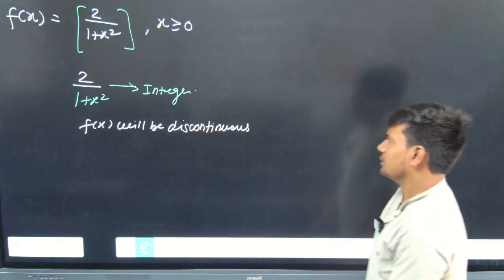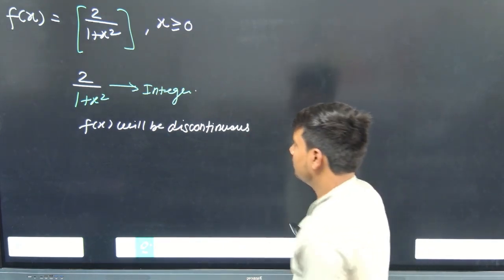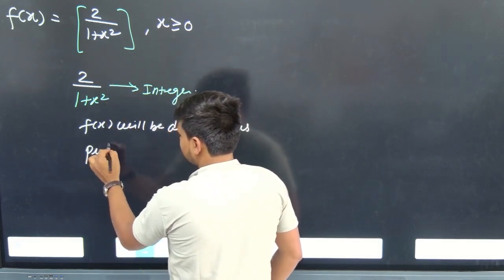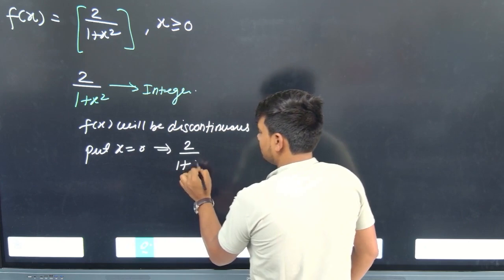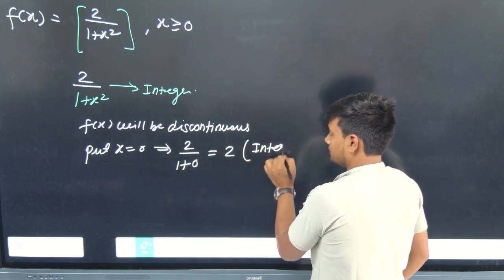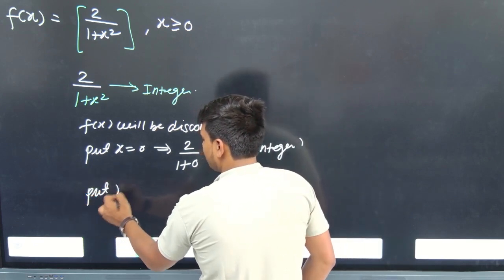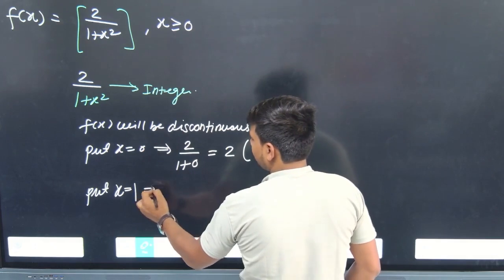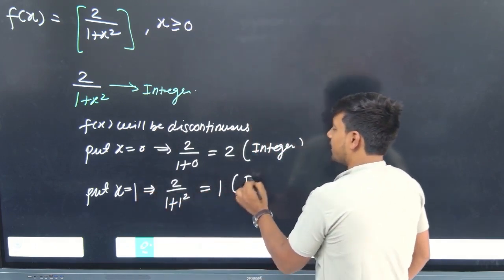So let's see when 2 upon 1 plus x square is an integer. Put x equal to 0, this will imply 2 upon 1 plus 0 equal to 2, and this is an integer. Again, put x equal to 1, then 2 upon 1 plus 1 square equals 1. Again, this is an integer.